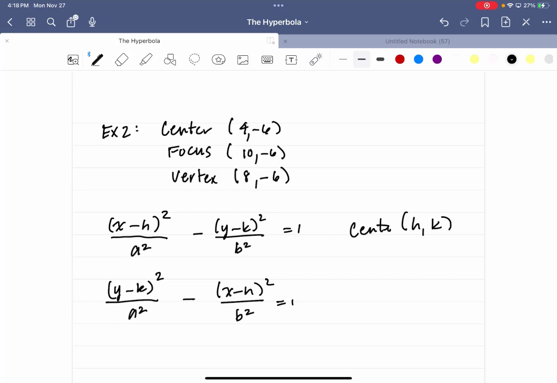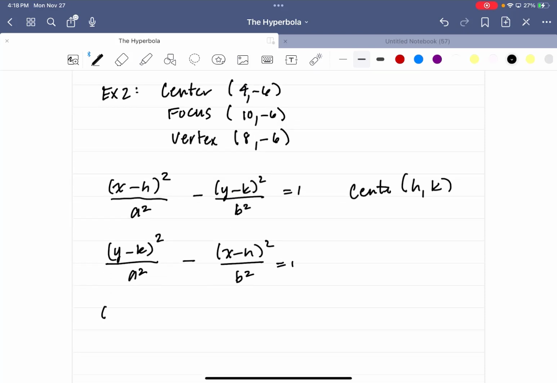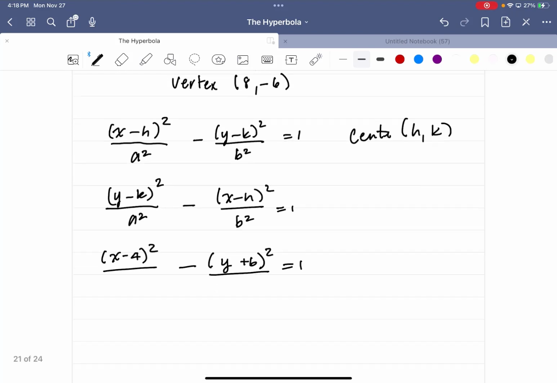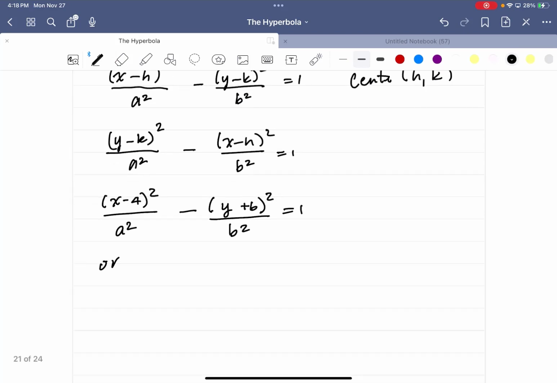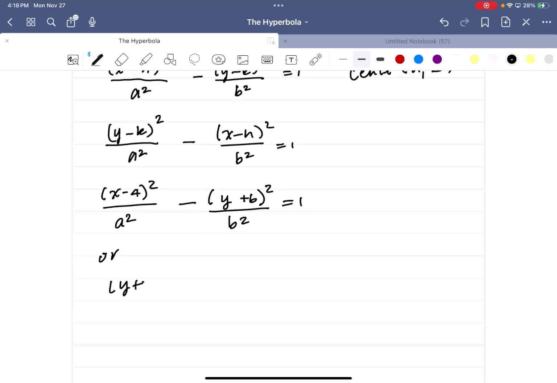So we know our center is at (4, -6), so we have (x - 4)² over a², minus (y + 6)² over b² equals 1. Or it could be (y + 6)² over a² minus (x - 4)² over b² equals 1.